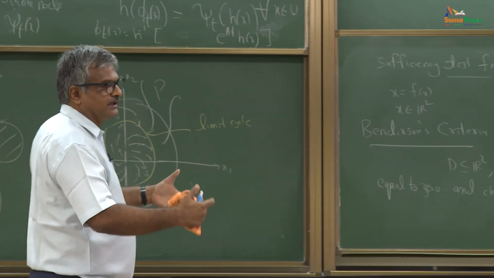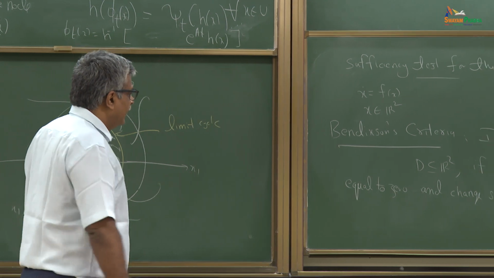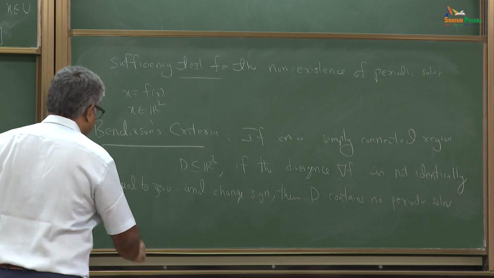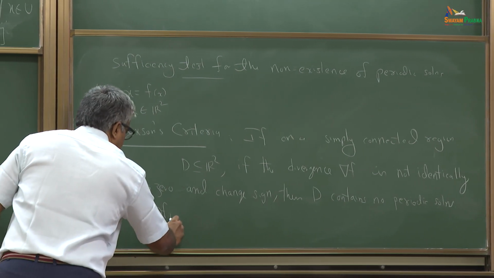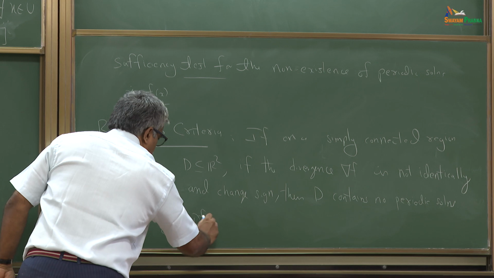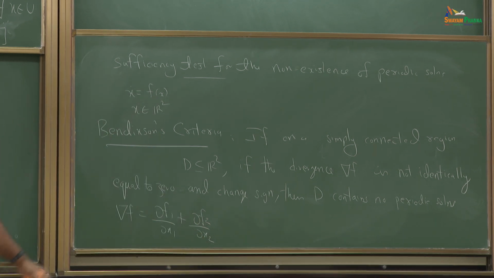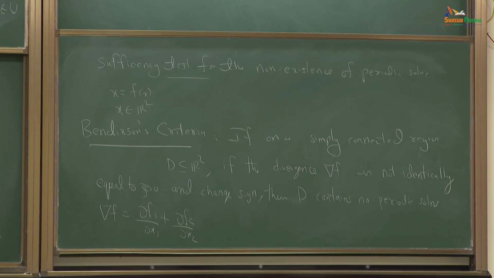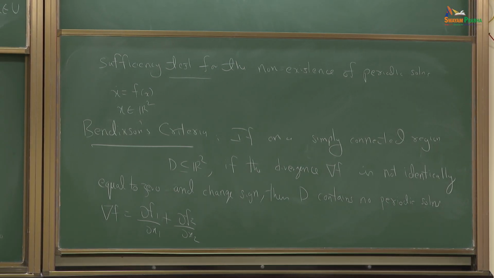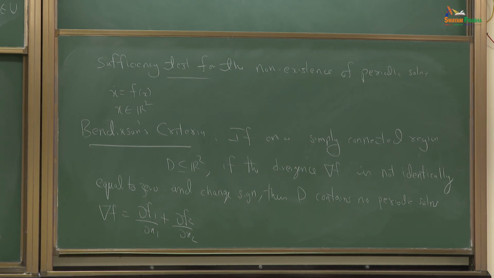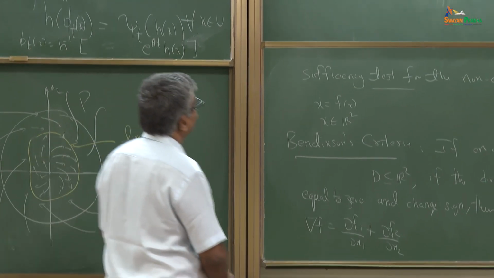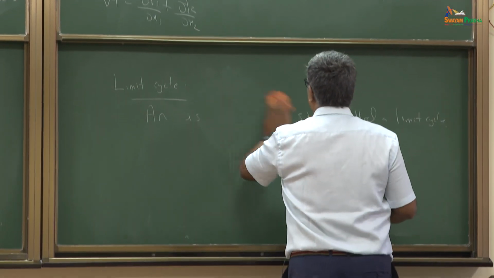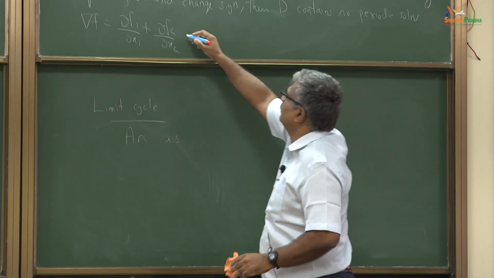You have a candidate set D which is a simply connected region, and in that you calculate the divergence of f. So what is this divergence? It is dou f1 by dou x1 plus dou f2 by dou x2. This should not be identically equal to 0 and should not change sign in that D. If it satisfies that, then that region has no periodic solutions. So let us see through an example. In fact, this is easier to check because it just requires computation of this.